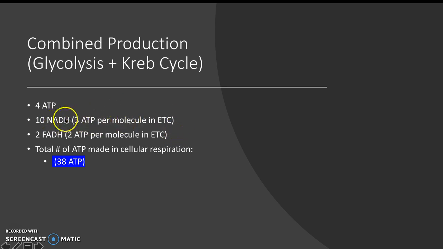So we have 30 ATP from NADH and 4 ATP from FADH and 4 ATP from glycolysis and the Krebs cycle. So combining all those together, we will get a total number of ATP that is produced during cellular respiration as 38 ATP. I hope you enjoyed this presentation.